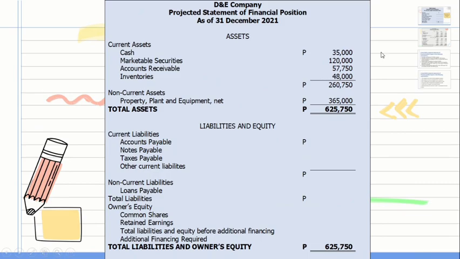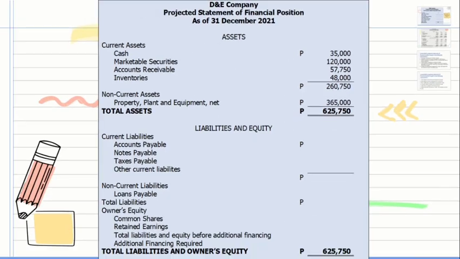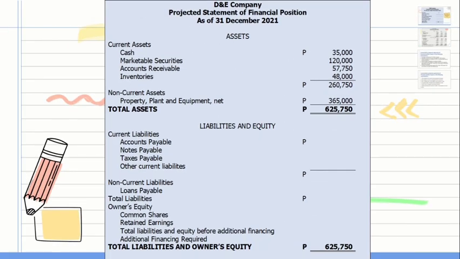So, we will go back to our projected income statement. So, atong net sales of 165 times 80%. So, we have our 132,000 purchases. Unya, di man na tanan payable. Ang 55% ana is paid na on that year. So, times 132,000 times 45%, which is ang supposed to be payable on the next year, we have 59,400.